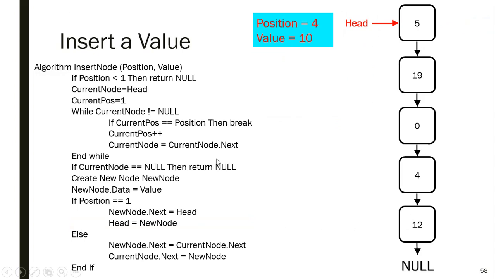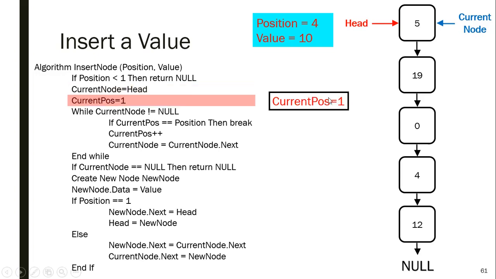So there is another example where you want to insert at the end or in the middle. It is the same case, so we'll consider only one example. Position is 4 and we have to add the value of 10. Position is not less than 1, and current node is equal to head, current position is equal to 1, while current node is not equal to null. It means this loop will iterate until it reaches the end.